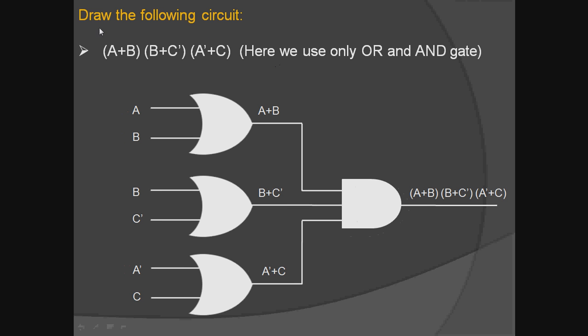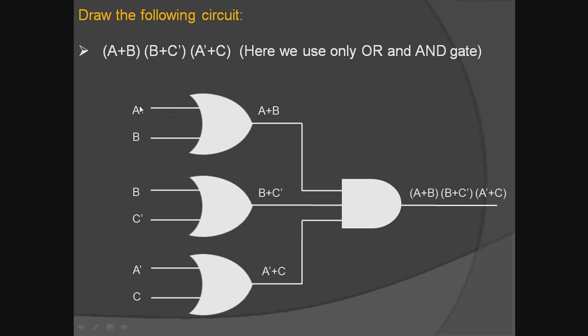Now again you have to draw the circuit based on these expressions. You can see that at first you are using the OR gate because it is a plus b, then multiplying it with b plus c complement, multiplying with a plus c complement. Since it is within the parentheses, anything within the parentheses is executed first, so that's why we have the OR gate written first.